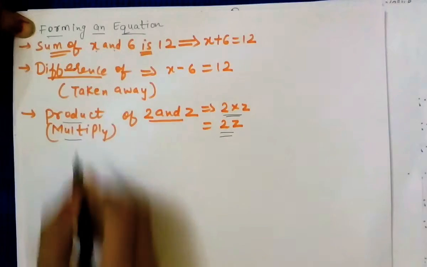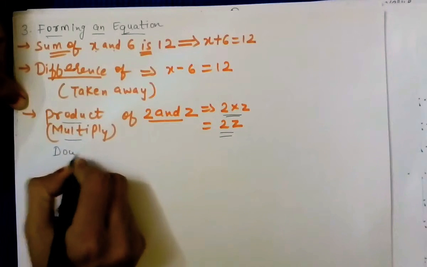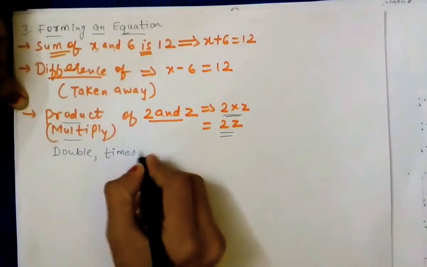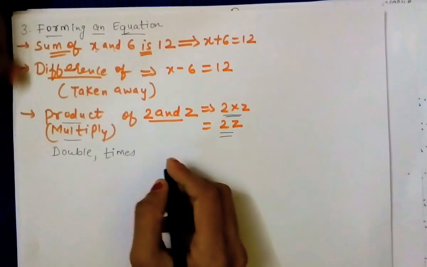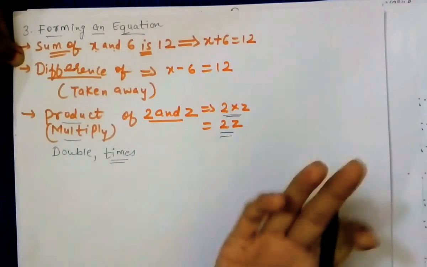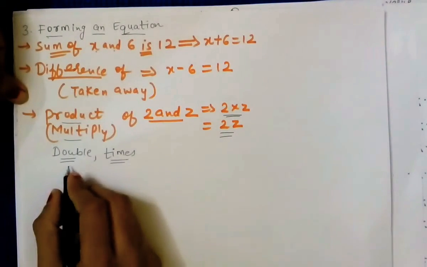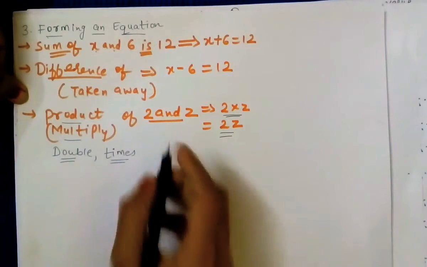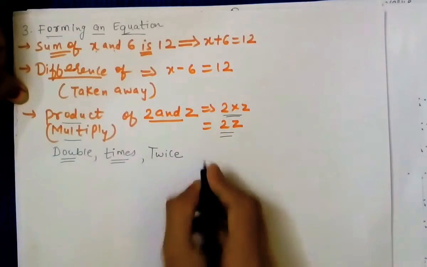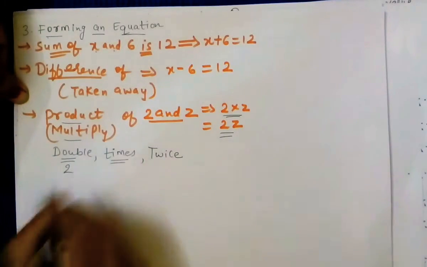So product means multiplication. Now sometimes in multiplication the word double is given, or the word times is given. For example, 2 times x means 2 multiplied by x. Times means we have to multiply, we don't have to add. Double means 2 times. So double is given, times is given, or the word twice is given to us. Twice also means 2 times. Whenever these words are given, we will multiply. So double is given, so we will multiply by 2.